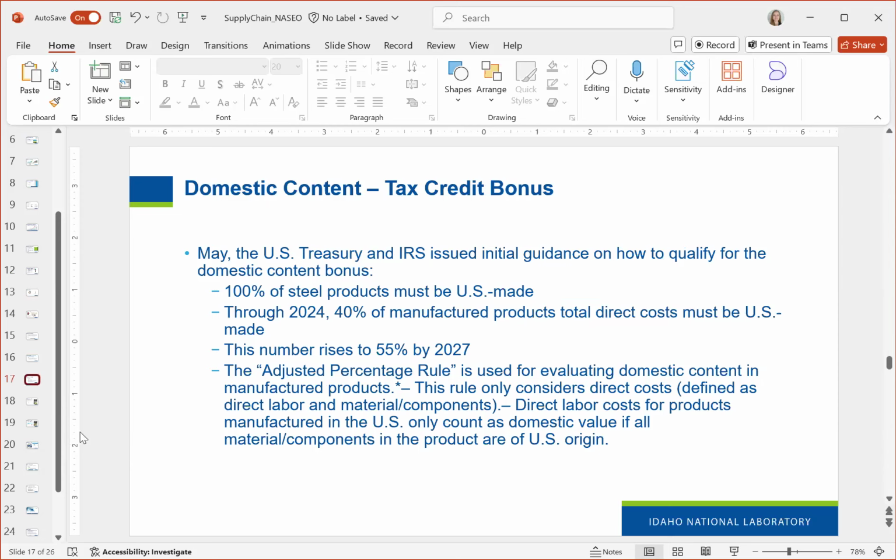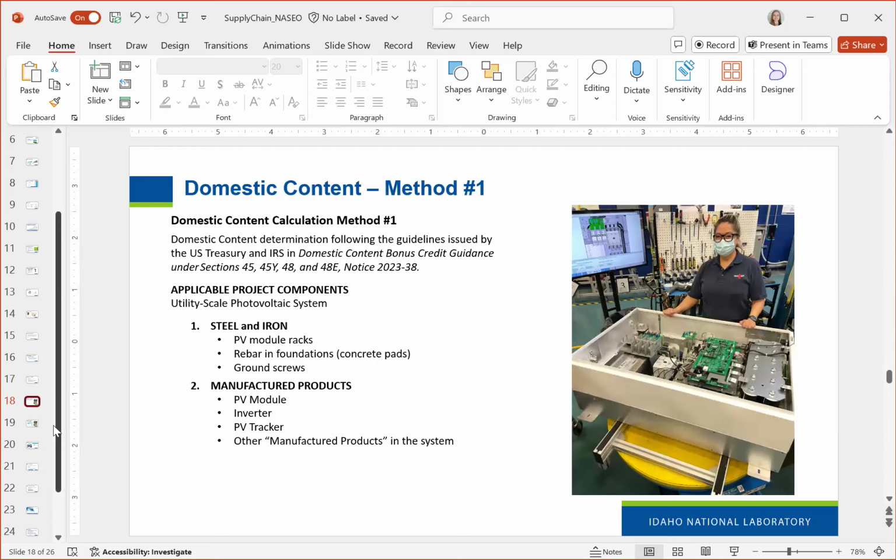Again, right now that number is 40%, but that number is set to rise to 55%, although it's still to be seen how a change in administration may affect how this is all implemented and what it means to be a manufactured product and how that domestic content is calculated.